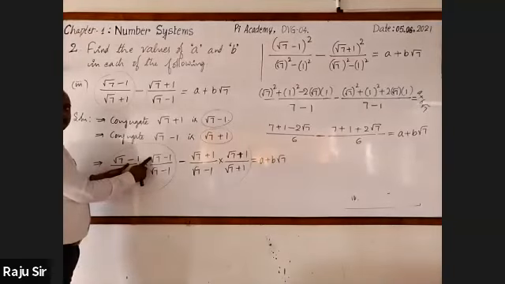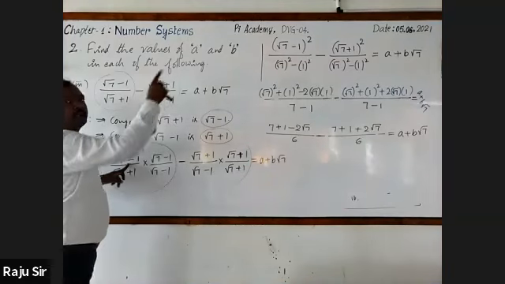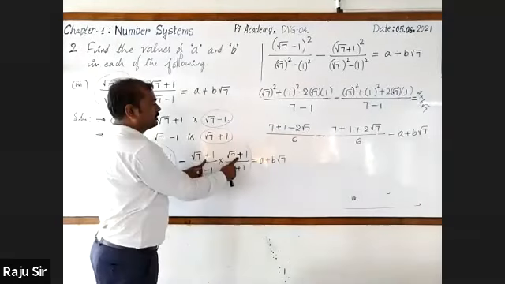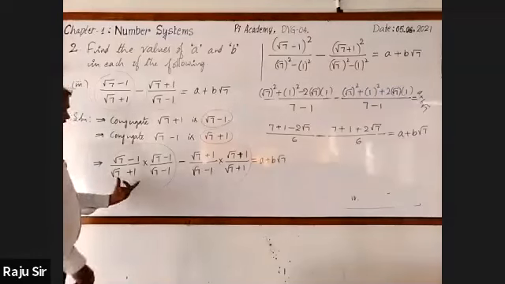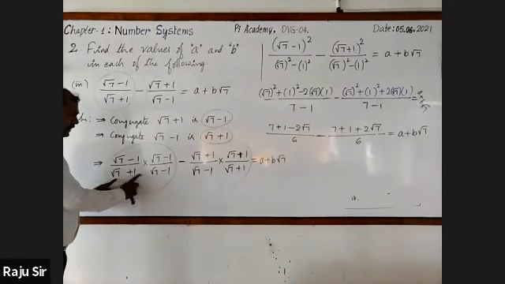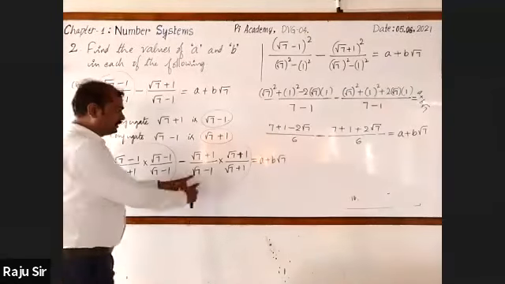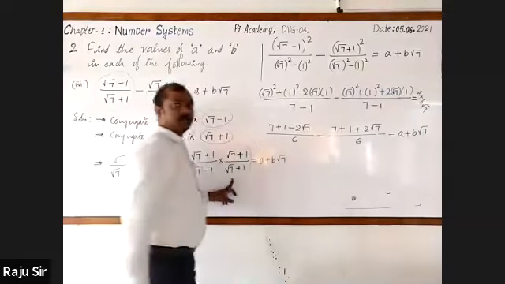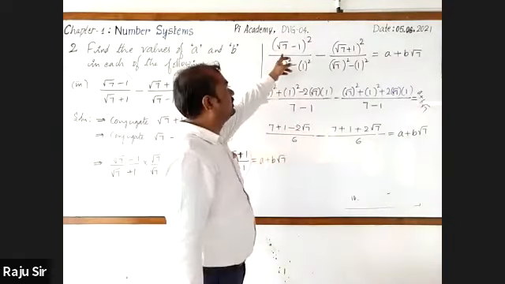Numerator. We have same terms: root 7 minus 1, root 7 minus 1, root 7 minus 1 whole square. Root 7 plus 1, root 7 plus 1, root 7 plus 1 whole square. Denominator: a plus b into a minus b is a square minus b square. Here denominator: a minus b into a plus b is a square minus b square. RHS as it is. Now we have used the identity.